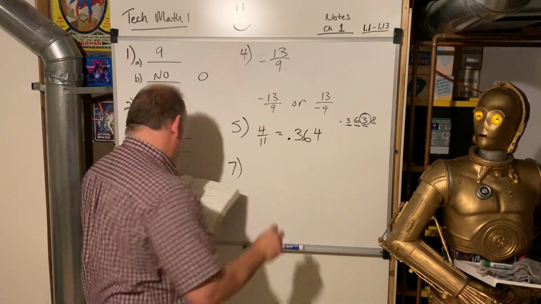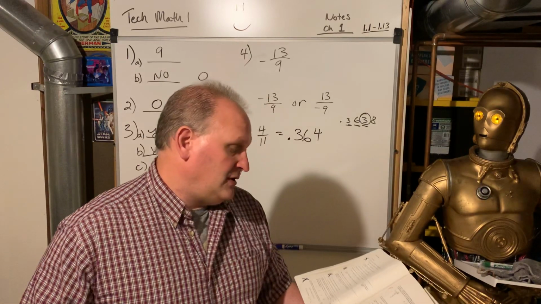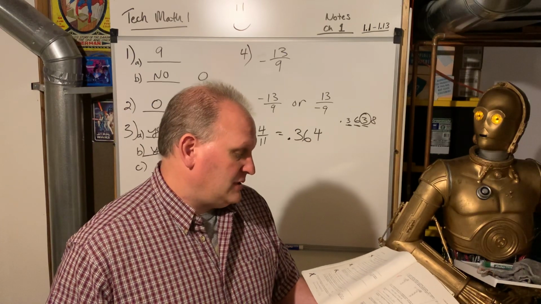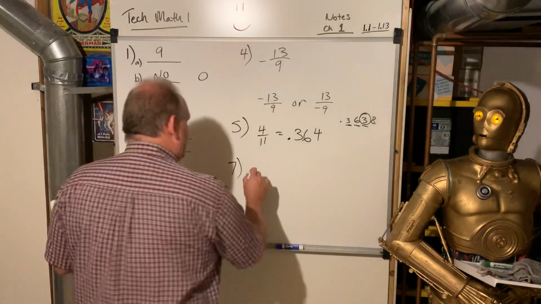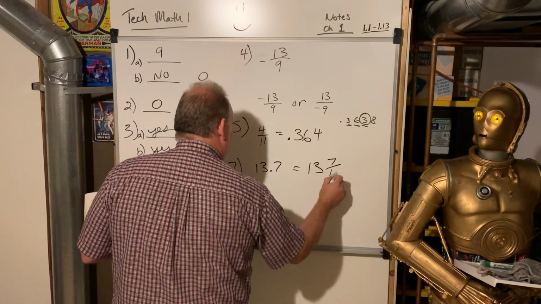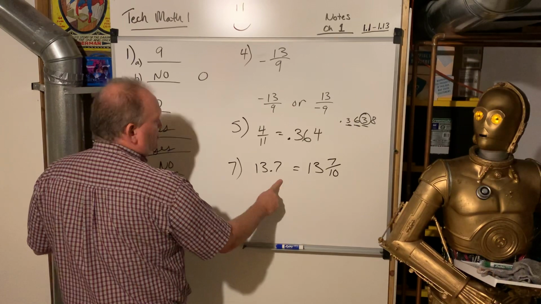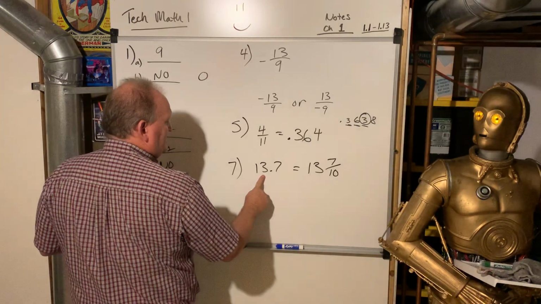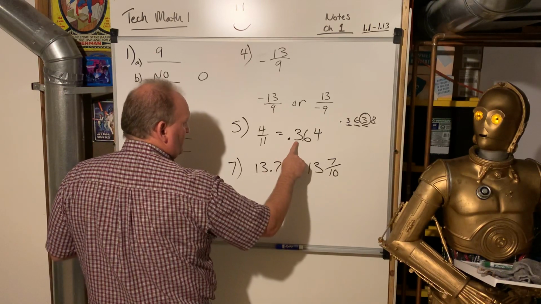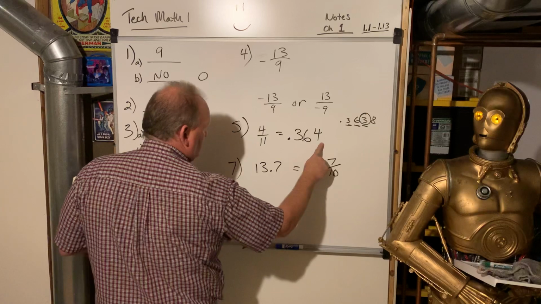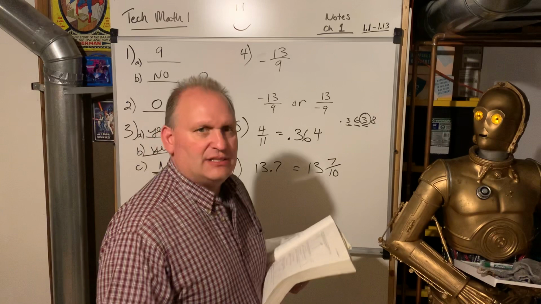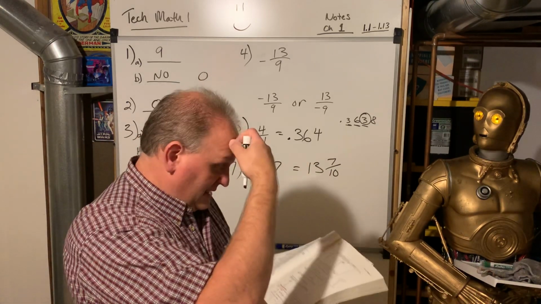Let's look at number 7. Any decimal is a rational number because it can be converted to a fraction. So look, 13.7, we can look at that as 13 and 7 tenths. If you read it out loud, we usually say 13.7, but really this is 13 and 7 tenths. Whatever place it is, this was like 364 thousandths. So you say the number and then you say tenths, hundredths, thousandths, ten thousandths, hundred thousandths, depending on what the last place is on the decimal.